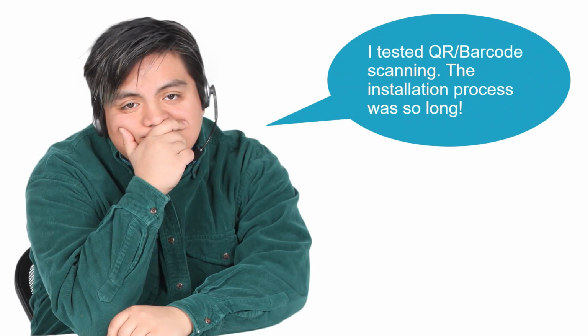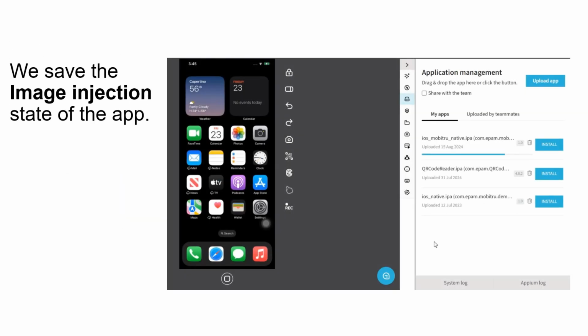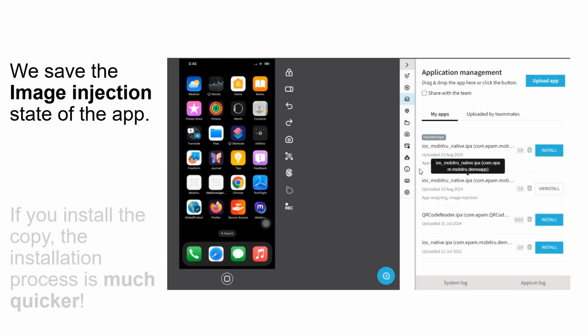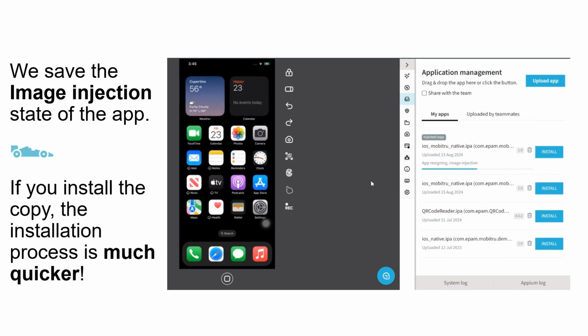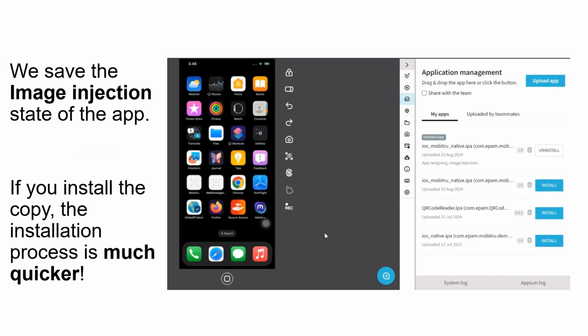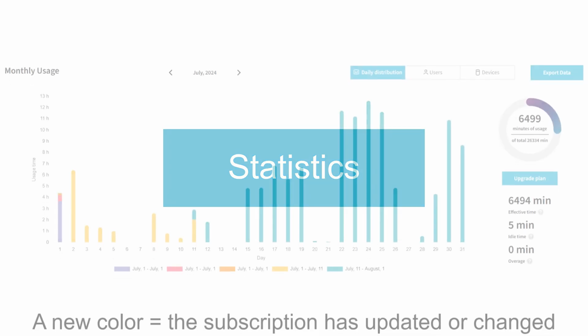Have you installed an app with the image injection feature? It takes a lot of time, doesn't it? Fortunately, Mobitro remembers the apps installed for QR barcode scanning or biometric authentication. You will see them marked on the UI, and you do not need to choose the image injection checkbox next time.